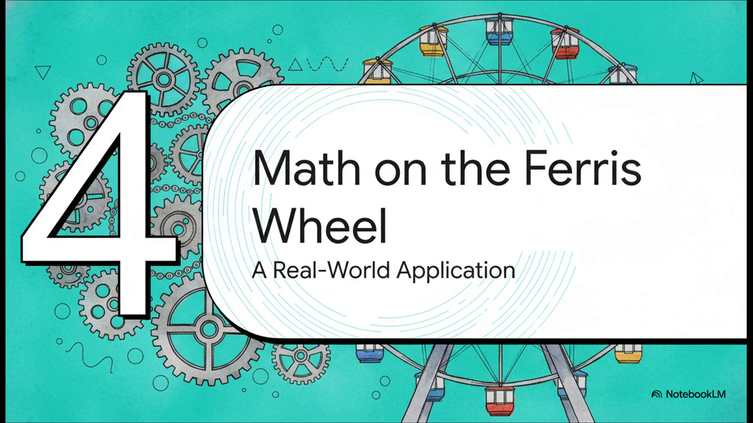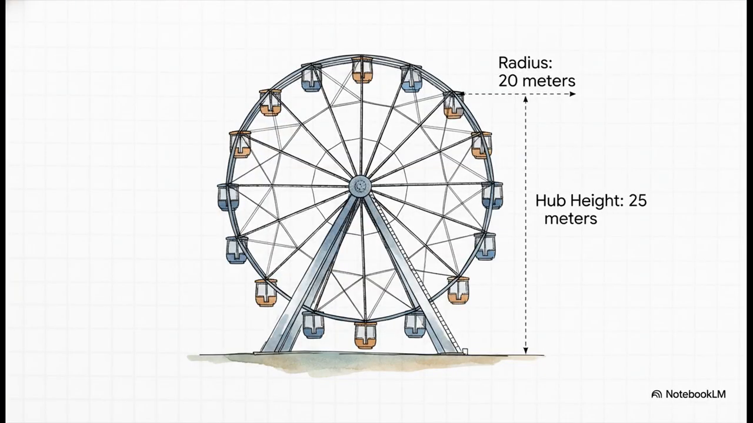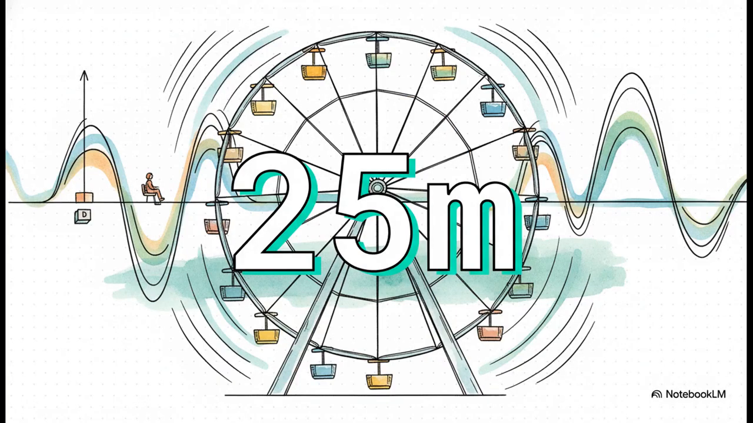Okay, let's put all this knowledge to work on a classic, real-world problem that trigonometry was basically born to solve: the Ferris wheel. So here's our setup. We have this big Ferris wheel. The distance from the center hub to any car is the radius. That's 20 meters. And that center hub itself is hanging out 25 meters in the air. That hub height, the center of the wheel's rotation, is our midline. It's the central value a rider's height is going to oscillate around. So in our function, d is 25.